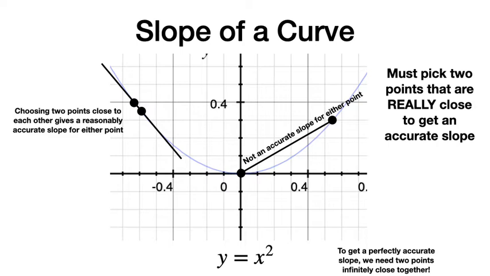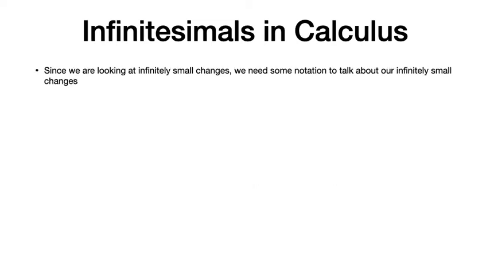So to get a result that has infinite amounts of accuracy, we need 2 points that are infinitely close together. So how do we generate these points that are infinitely close together? All right, so in calculus, we need to develop some notation to talk about points that are infinitely close together.